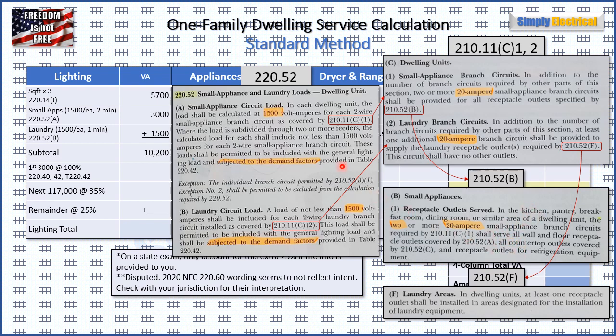Okay, the next sentence says where the load is subdivided through 2 or more feeders, the calculated load for each shall include not less than 1500 volt-amperes for each 2-wire small appliance branch circuit. That's pretty self-explanatory. Even if it's split up between 2 or more feeders feeding your kitchen area, any circuit has to be at least 1500 volt-amperes. You have to calculate that for every 2-wire small appliance branch circuit.